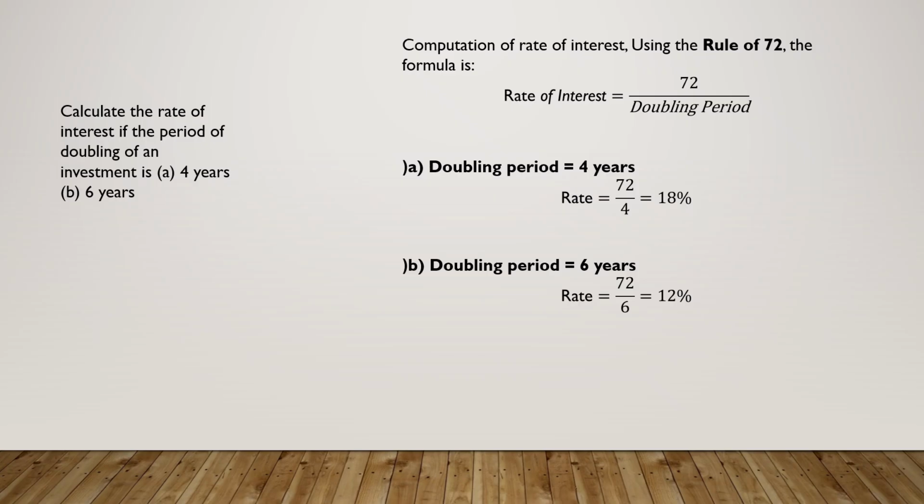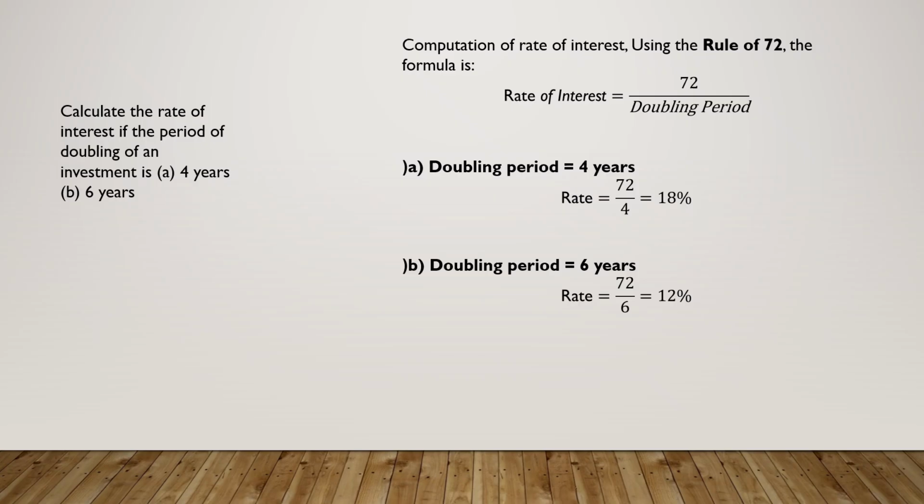By using rule 72, the formula is doubling period is equal to 72 by rate of interest. If you cross multiply these two, we get rate of interest is equal to 72 by doubling period. Now, using this formula, we can easily calculate the rate of interest. Doubling period 4 years, then the rate of interest is 72 by 4, 18%. As we are finding the rate of interest, the answer must be expressed in percentage.